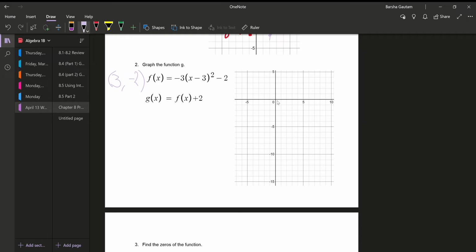So let's go ahead and plot that. So 3 to the right, 1, 2, 3, and down 2. So right here. And now we need to find a couple other points. However, if you try plugging in 0, you'll notice that it's not on the graph. It's way, way below. So we're going to try another point. Let's try a point that's right next to the vertex. Let's try 4. Right? This would be 4 right here. So x equals 4. So try plugging in by yourself.